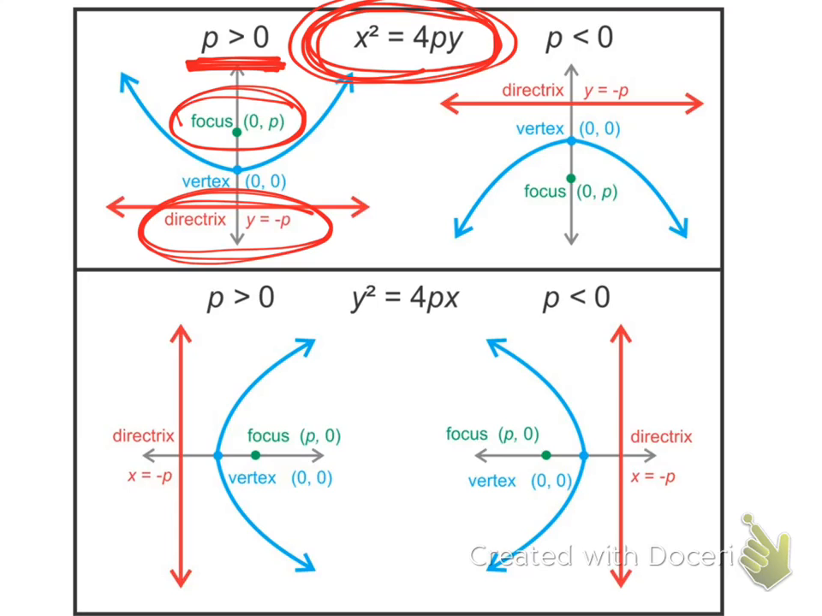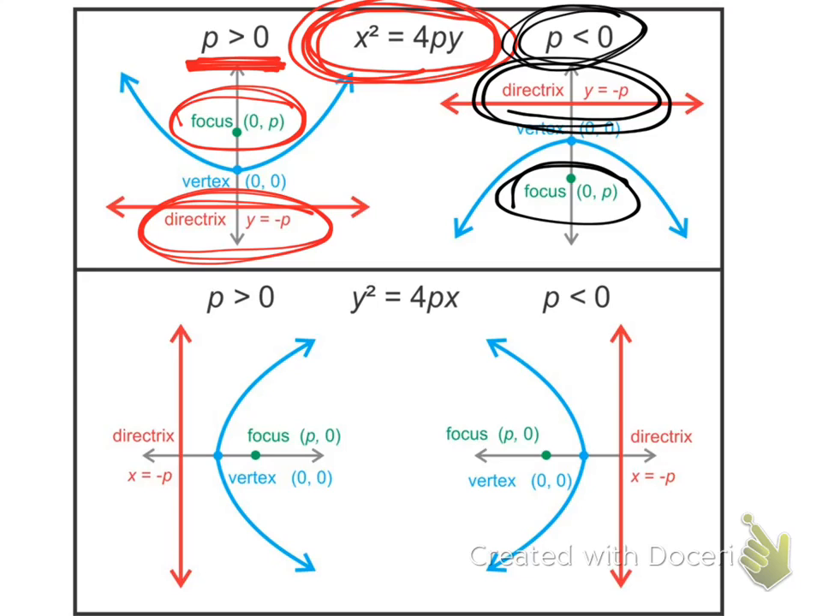If p is a negative number, or if p is less than 0, your parabola is going to open down. But these things are still both true. The focus is still at 0, p. The directrix is still at y equals negative p. So those things have not changed.